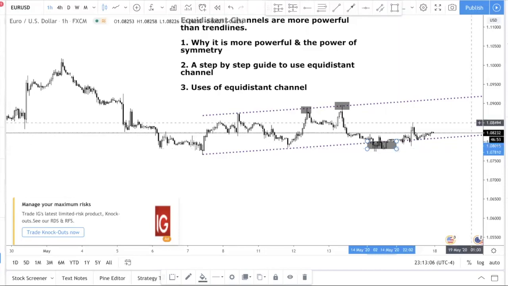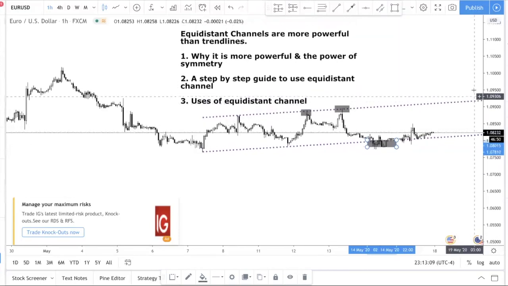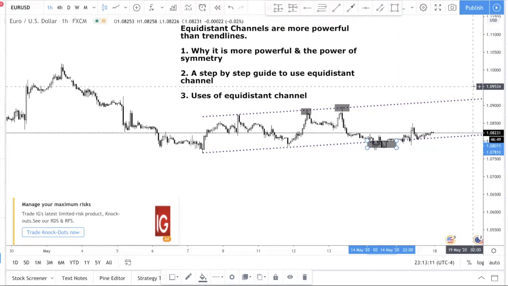But just to reiterate one more time, make sure you use it with a trading strategy that places the odds in your favor. Do not just blindly enter using an equidistance channel. That's a very rookie mistake that a lot of new traders make, and I don't want you to watch this video and apply it in the wrong context. Context is very important, so make sure you understand this point.